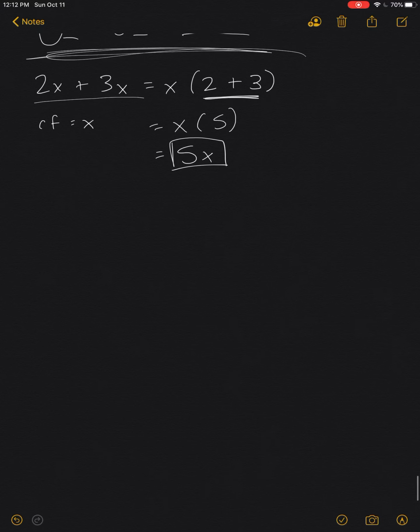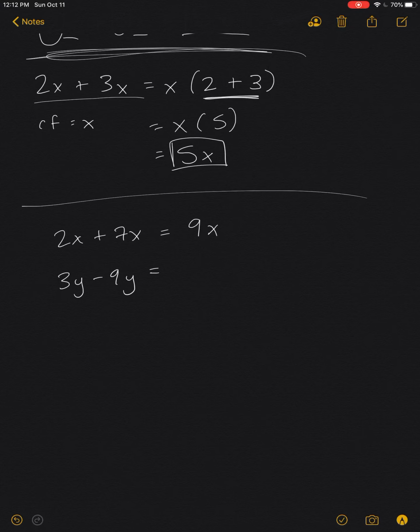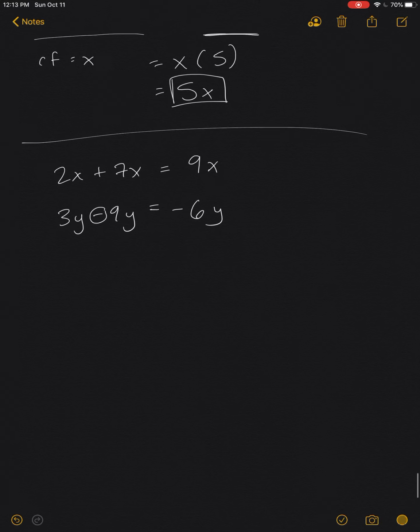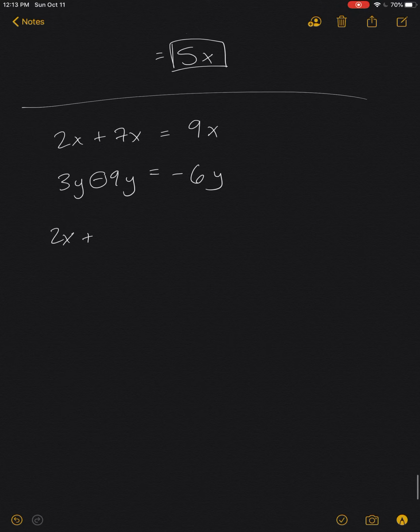Okay, so that's why we like to know what our like terms are, because we can simplify expressions. Right, so let's just do a bunch of examples. Right, so 2x plus 7x. First thing you want to do is check, are these like terms? Yes, they are. I can add 2 and 7 together. I get 9x. 3y, 9y, are they like terms? Yes, they are. 3 minus 9, pay attention to your sign, is going to be negative 6. Why?